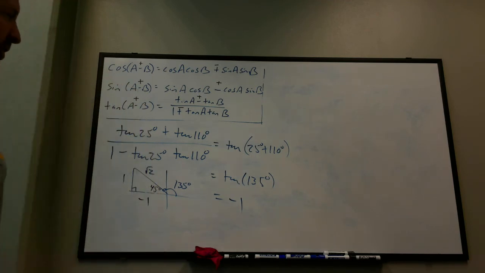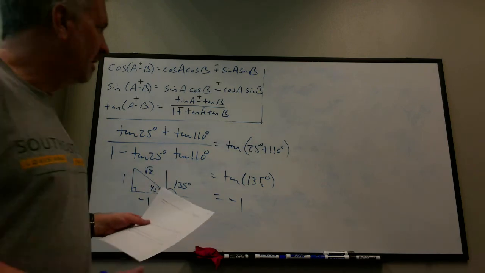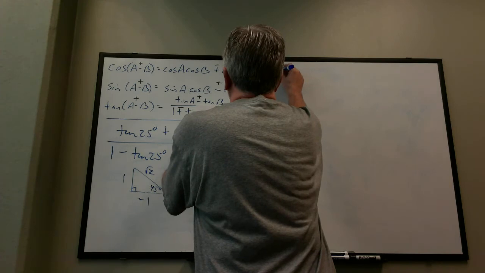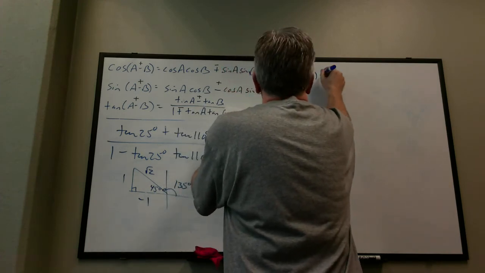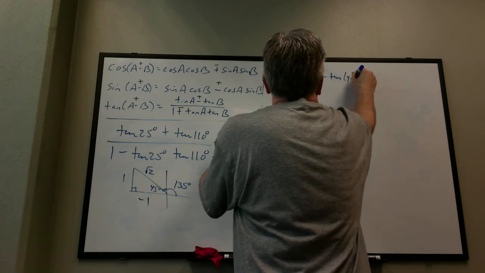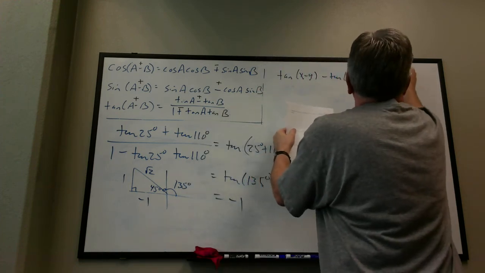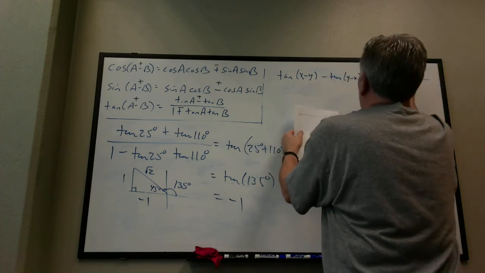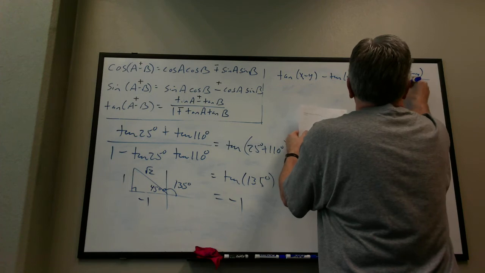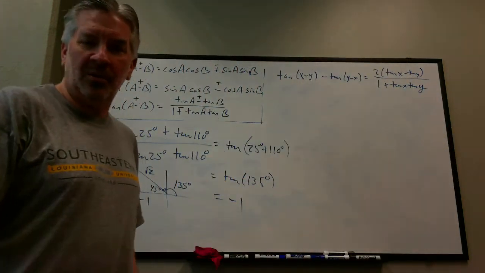Okay, so the next two problems are identities. All right, so the first one says, verify this identity: tan of x minus y minus tan of y minus x is 2 times tangent x minus tangent y all over 1 plus tangent x tangent y. Wow. We want to verify that equation's an identity.